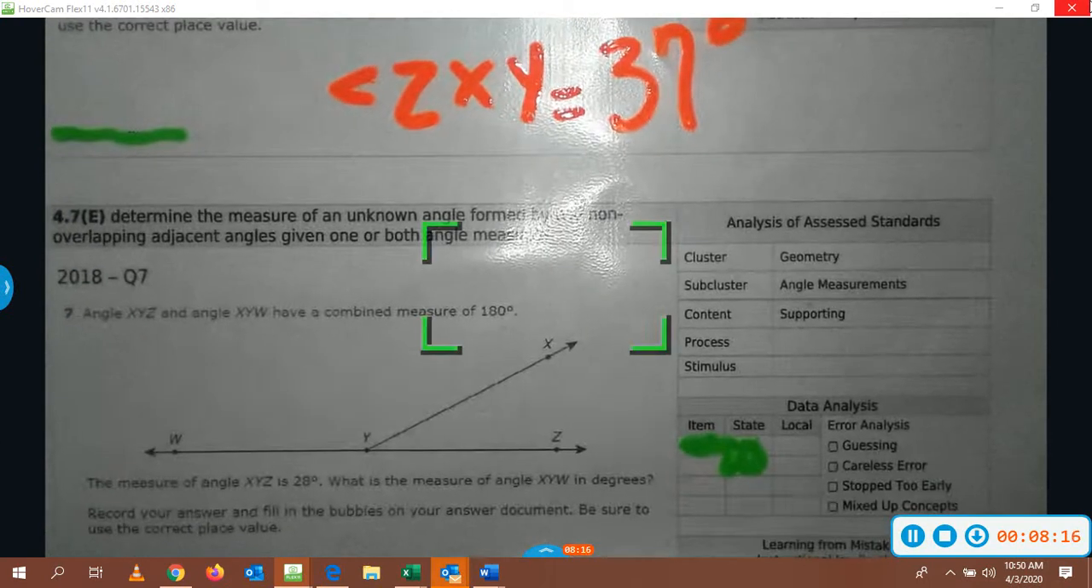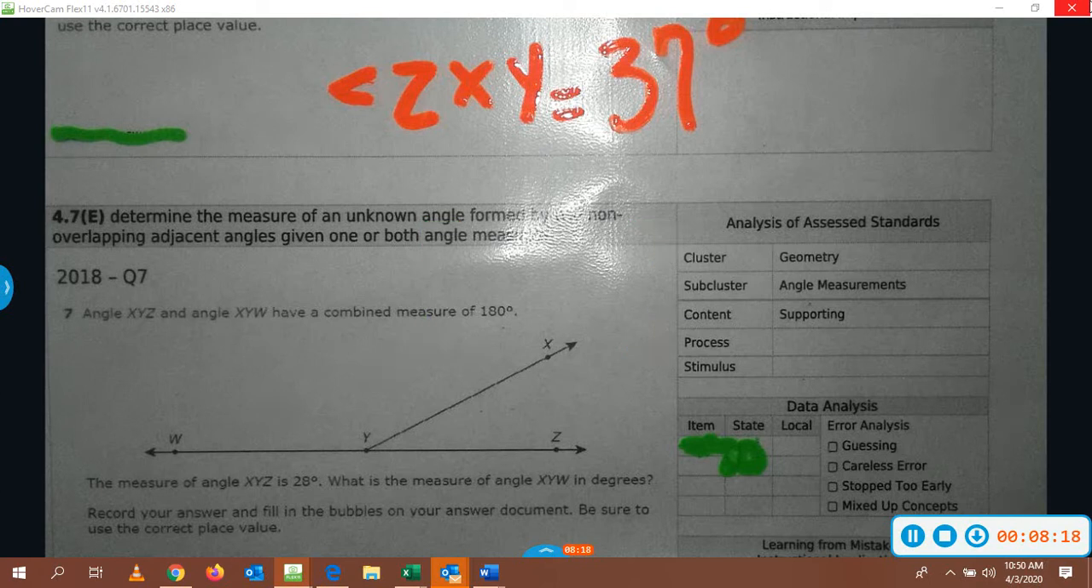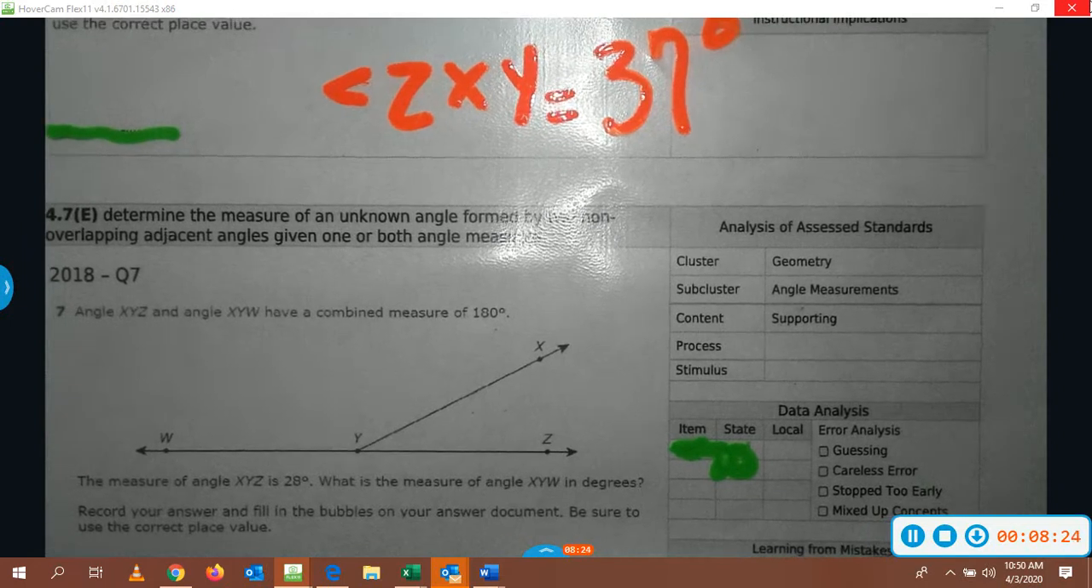And this question came from the STAR Test 2018, question number 7. Angle XYZ and angle XYW have a combined measure of 180, which is a what? That's correct, straight line. The measure of angle XYZ is 28. What is the measure of XYW in degrees?